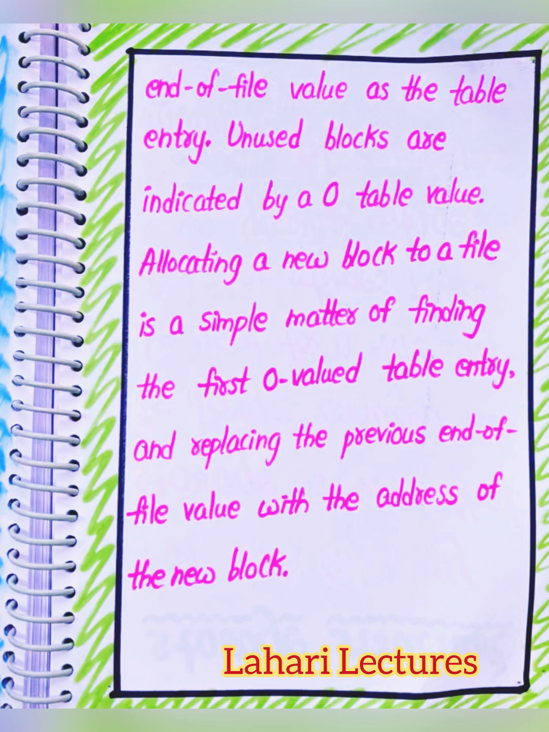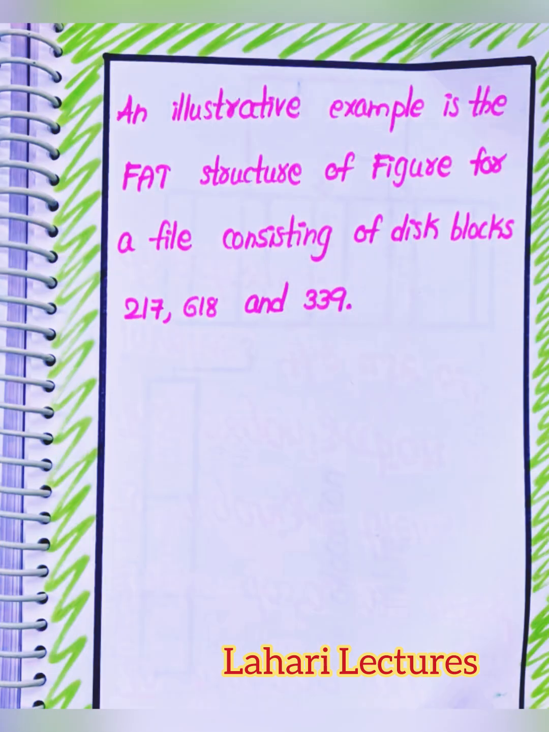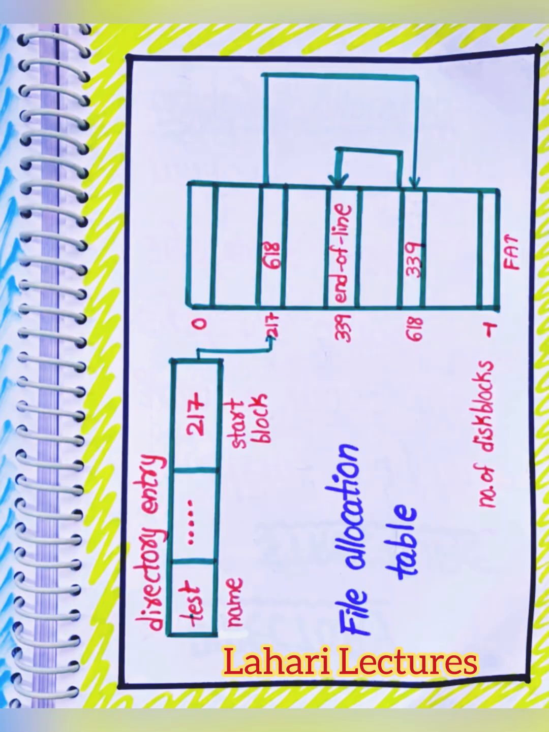Allocating a new block to a file is a simple matter of finding the first 0 value table entry and replacing the previous end of file value with the address of the new block. An illustrative example is the FAT structure in the figure for a file consisting of disk blocks 217, 618 and 339. Here you can see the diagram of the file allocation table.